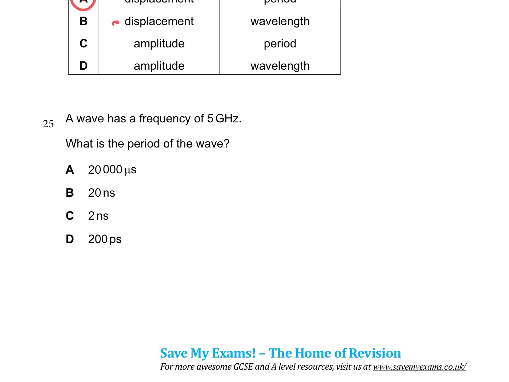25, what is the period of this wave? Well, this is nice and easy. T equals 1 over f. Just remember, giga is times 10 to the 9, and the frequency is 5 times 10 to the 9. 1 divided by 5 times 10 to the 9 gives us 2 times 10 to the minus 10.